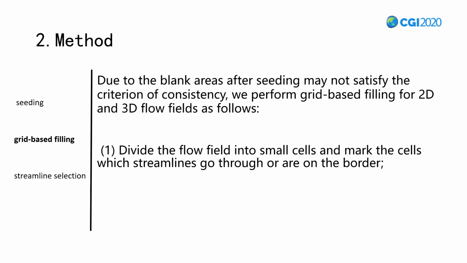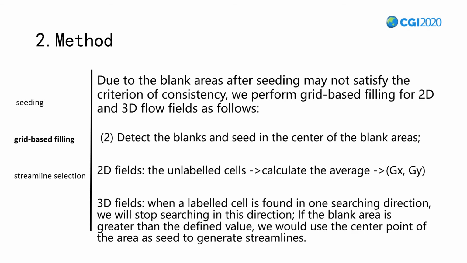Next model is grid-based filling. Due to the blank areas after seeding may not satisfy the criterion of consistency, we perform grid-based filling for 2D and 3D flow fields as follows. First, we divide the flow field into small cells and mark the cells which streamlines go through or are on the border. Second, we detect the blanks and seed in the center of the blank areas.